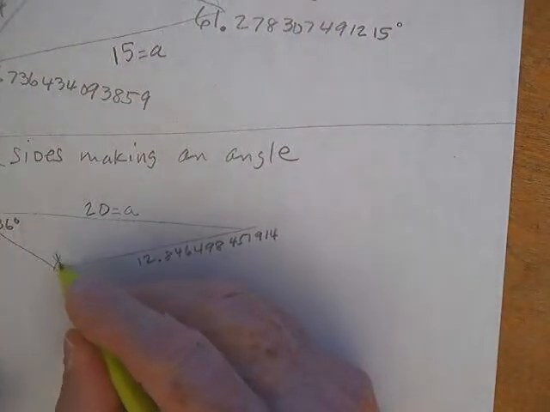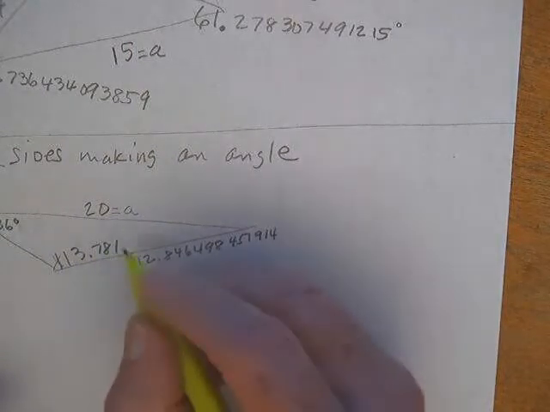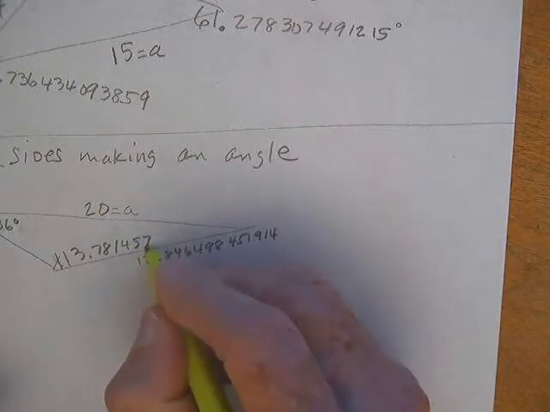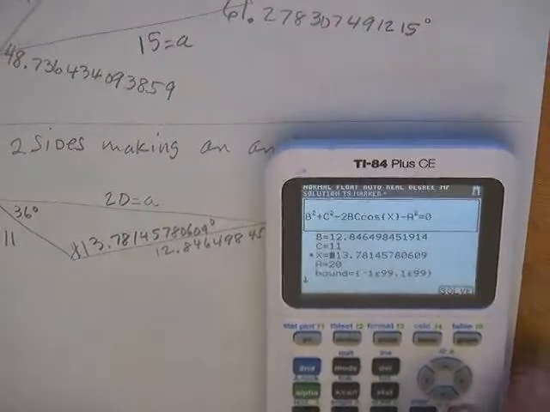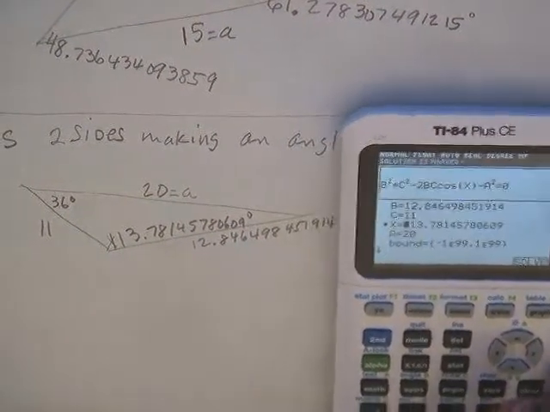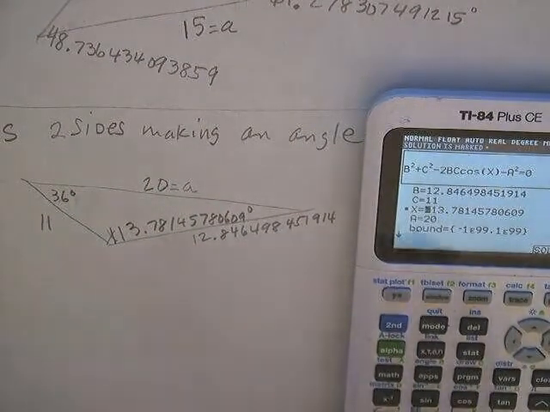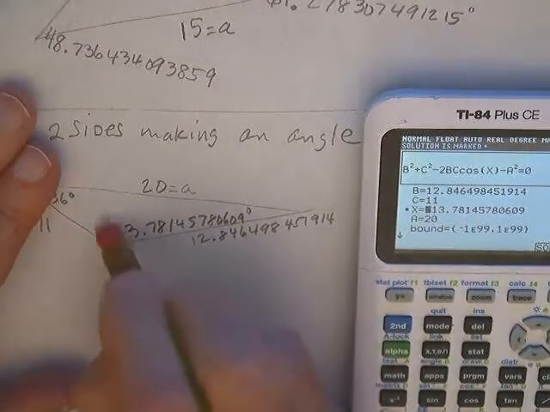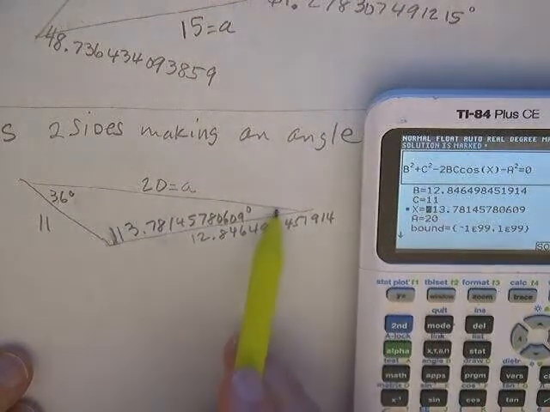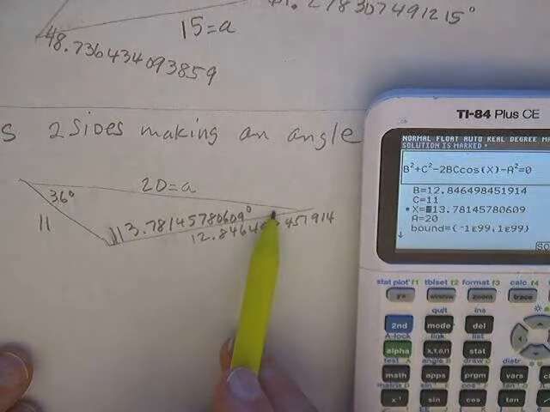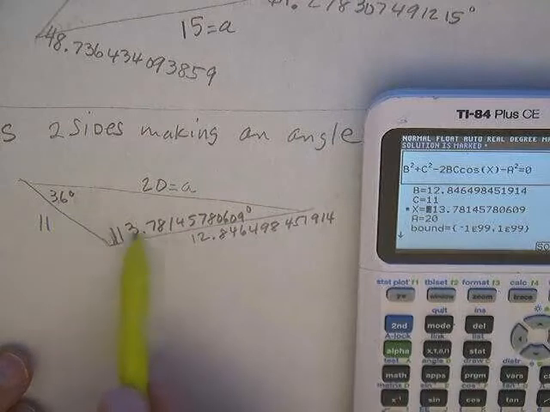This angle is 113.781457869 degrees. No rounding. Now this is pretty cool, because instead of having to go over, you can call this one x over here if you want to. We don't know that angle yet, but I could subtract these two from 180 and find it.